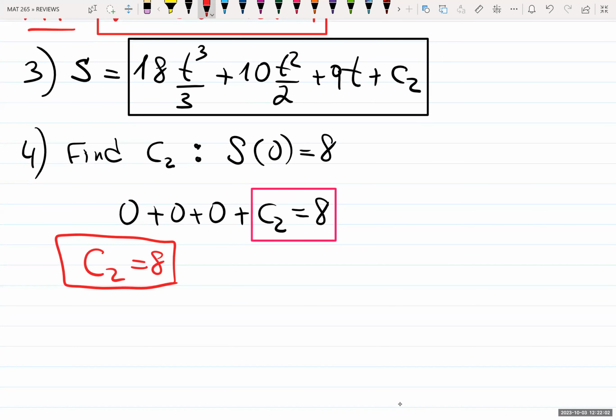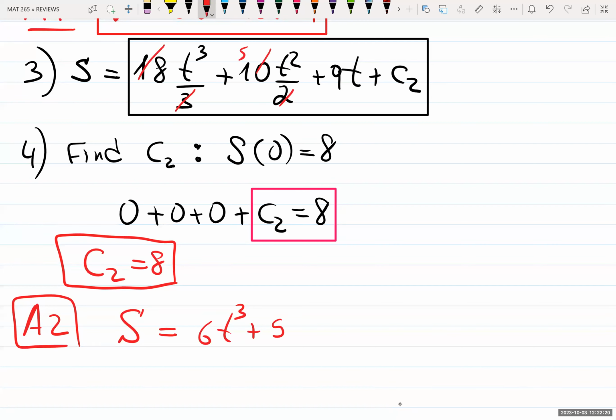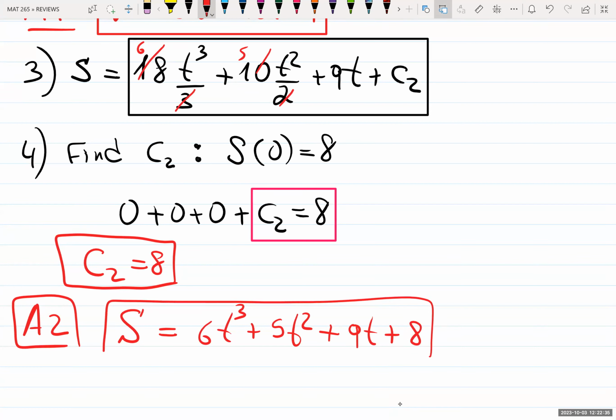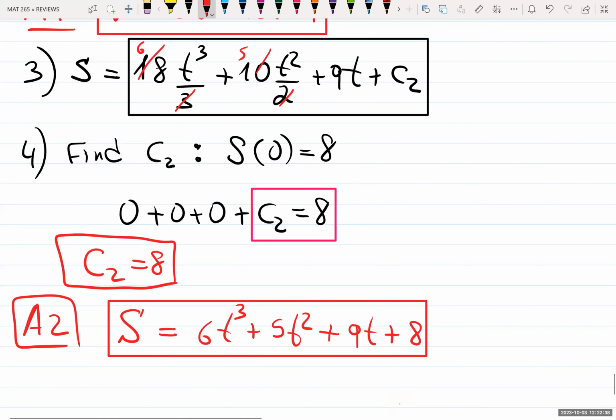So that's the answer. Final answer, answer 2. What is S? S is position, or distance: 6t cubed plus 5t squared plus 9t plus 8. That is the final answer.